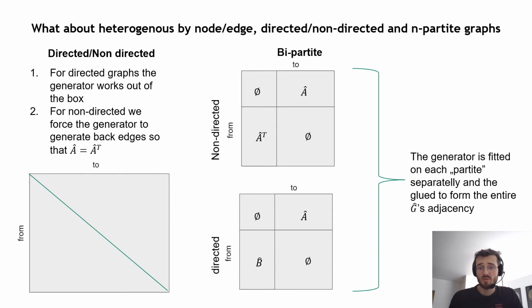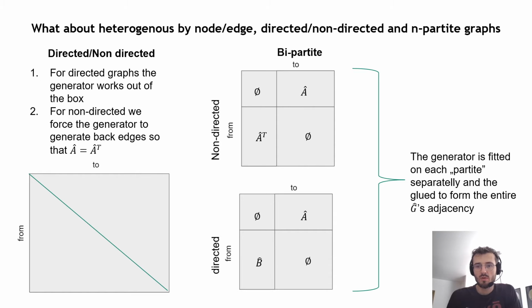So up until now, we've been talking about the simplest possible graph, which is homogeneous in edges and homogeneous in nodes, maybe a graph that is directed. What other types of graphs can we encounter? So, for example, for non-directed and directed graphs, we already know that our generator can fit that kind of graph well. What about bipartite or n-partite?